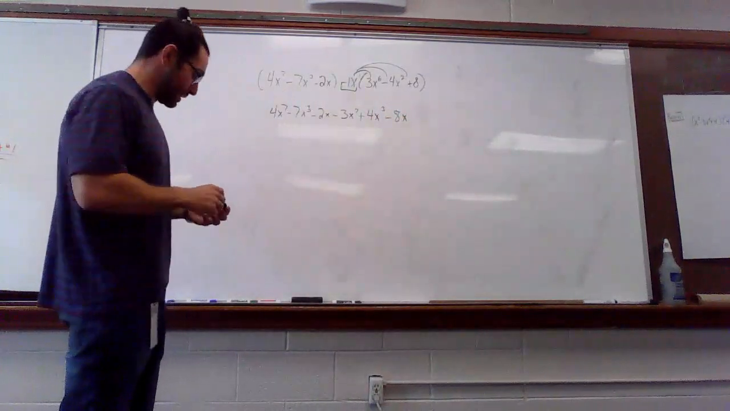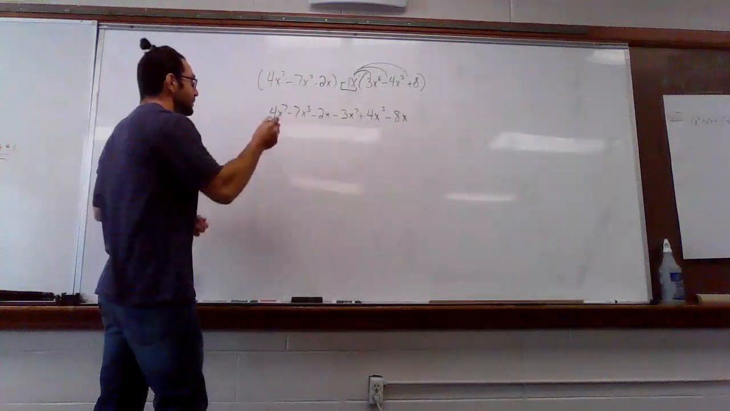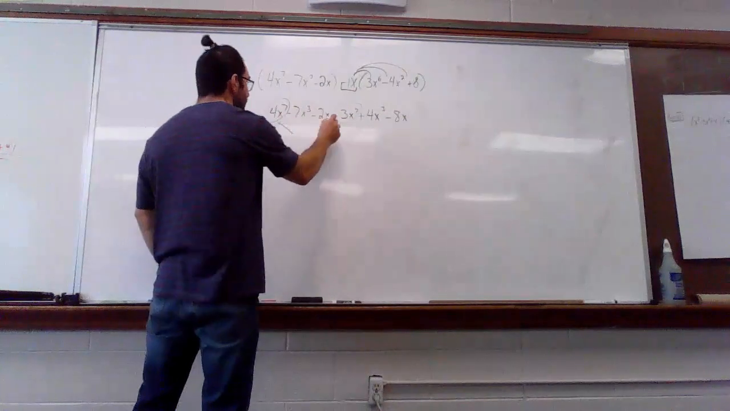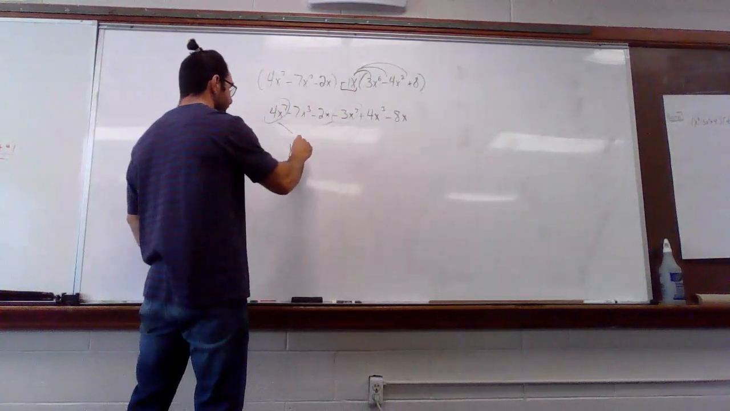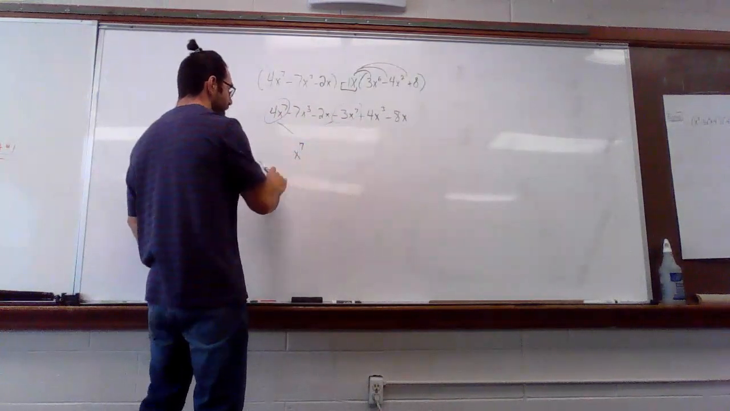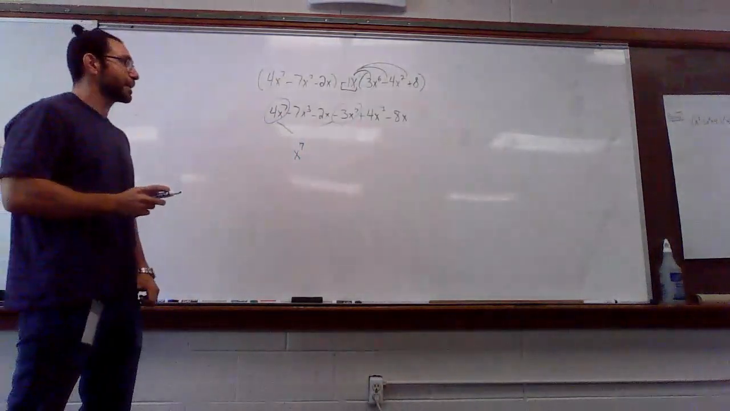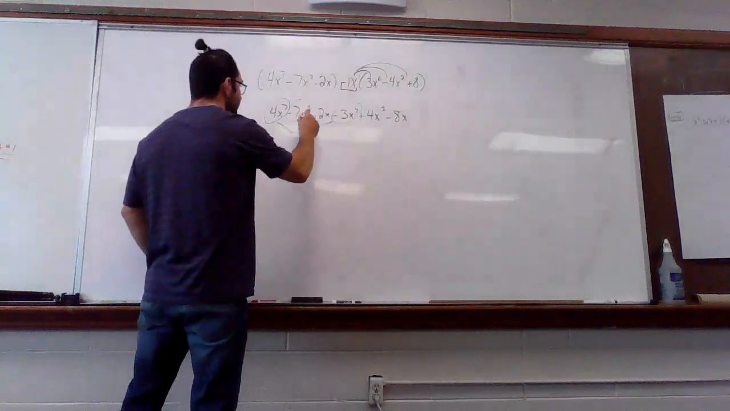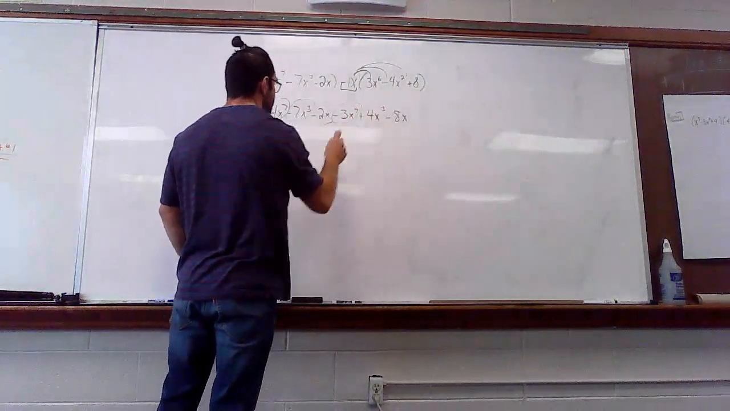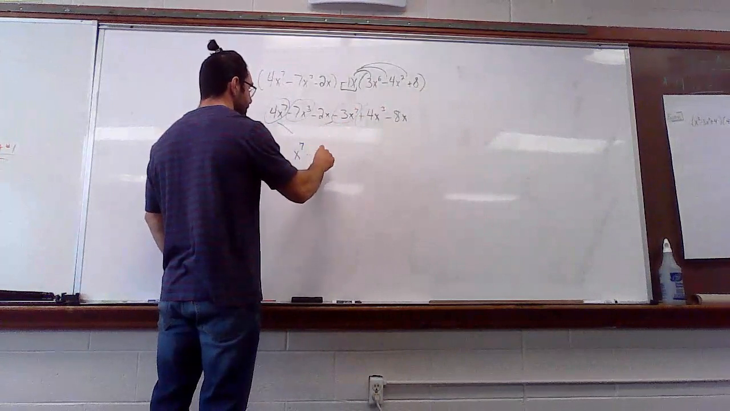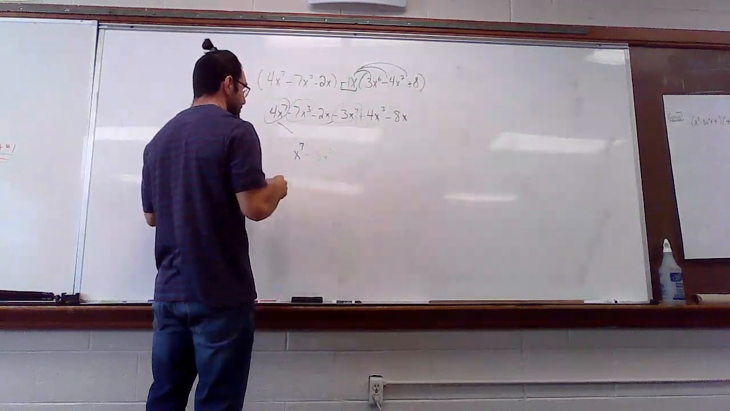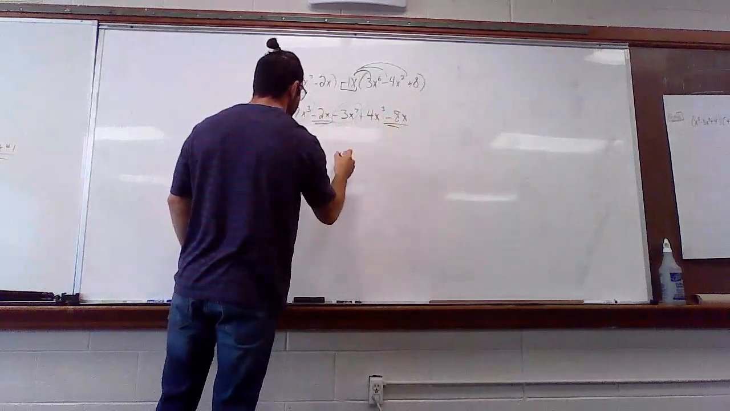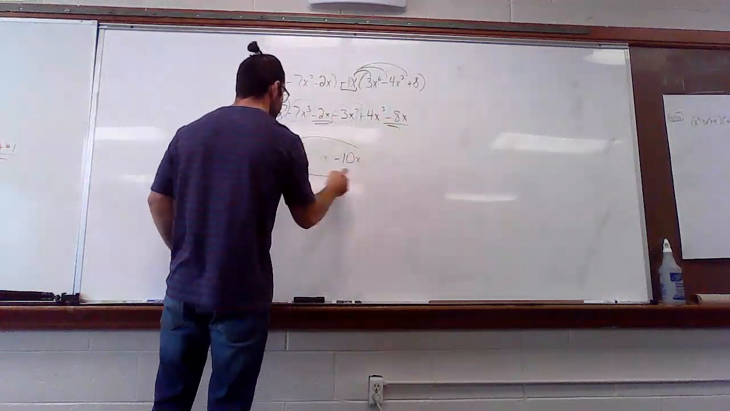Okay, let's combine. X to the 7th, x to the 7th. I can combine those. 4 minus 3 is 1, x to the 7th. I personally will not put that coefficient. If you have 1x to the 7th, that's fine, but I just won't do it. Negative 7x to the third plus 4x to the third is negative 3x to the third. Last but not least, negative 2x minus 8x is negative 10x.